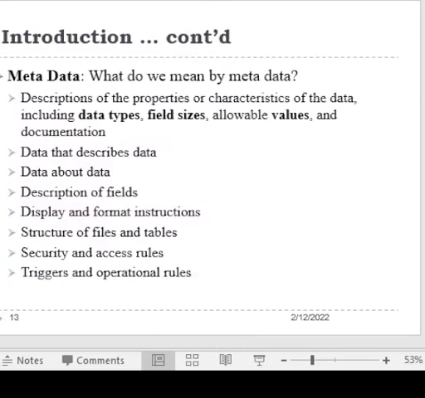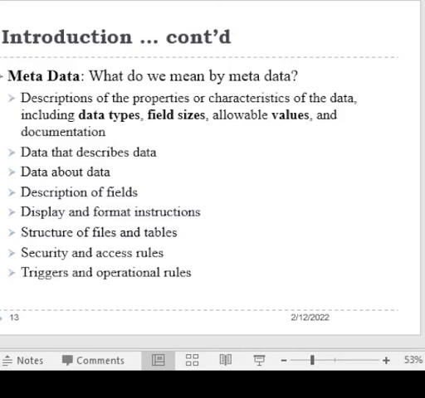The other one is metadata. When you say metadata, it is data about data, or data that defines or describes data. Simply, any data which gives an additional description about specific data is what we call metadata. So what do we mean when we say metadata? A description of the properties or characteristics of data. Any data which describes some characteristics or properties of specific data is what we call metadata.